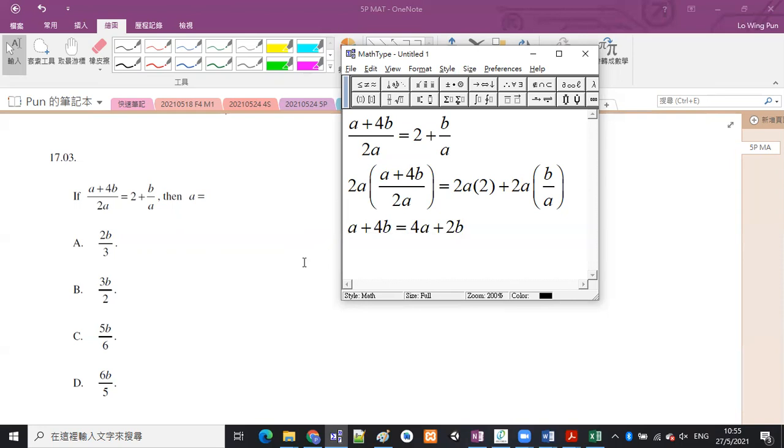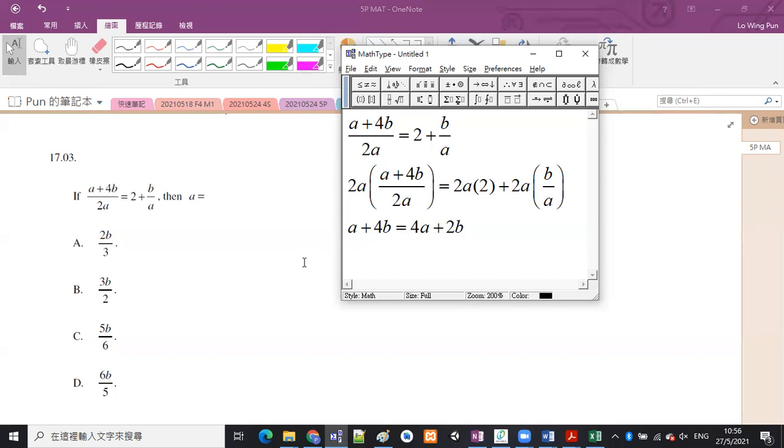To see what the question asks us to do, I want a to be the subject. So I need to move all the a terms together and the non-a terms together. Shall I move the a terms to the left or to the right? Left or right? Should be right. Because if you move the 4a to the left, it becomes negative 3a, and that is what I don't want. If I move the a to the right, then it will be 4a minus a, it will be positive 3a.